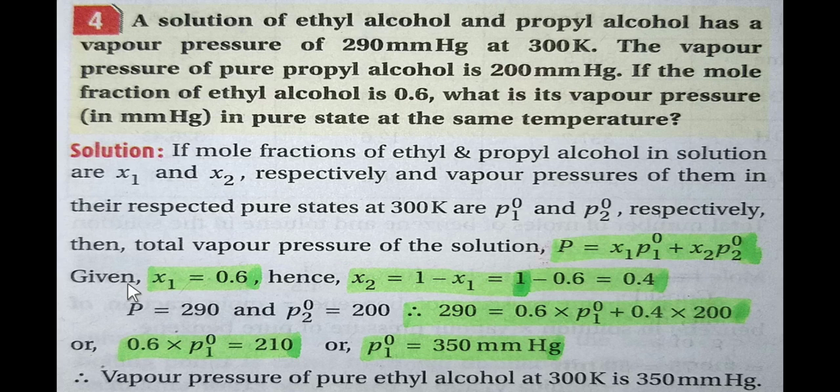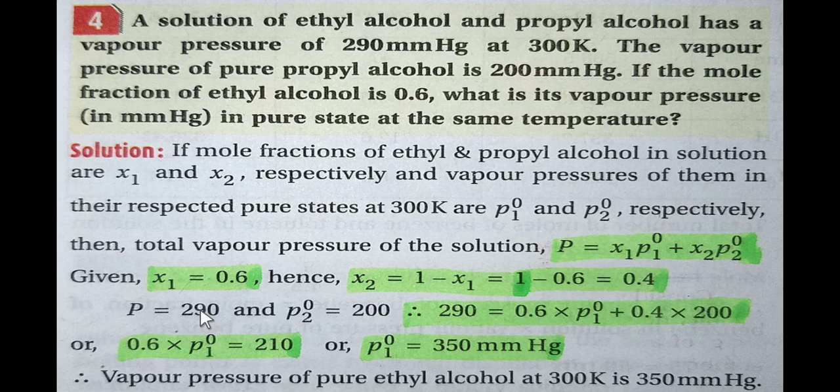Here the given mole fraction of the ethyl alcohol is 0.6. Therefore, mole fraction of the isopropyl alcohol X2 will be 1 minus X1, since we know X1 plus X2 is always equal to 1. 1 minus 0.6 equal to 0.4. P, that is vapor pressure of the solution, equal to 290, and P2 naught, that is vapor pressure of pure propyl alcohol, is 200.